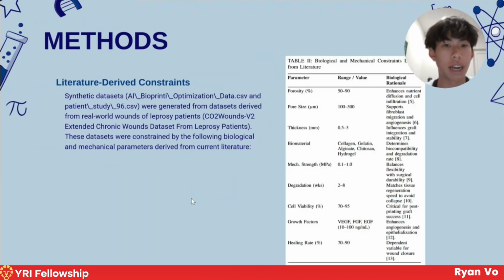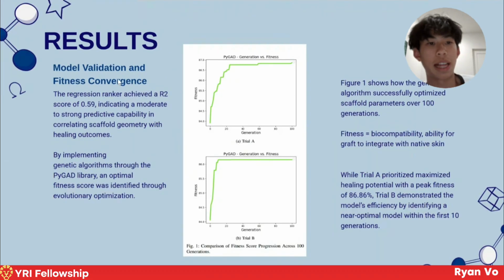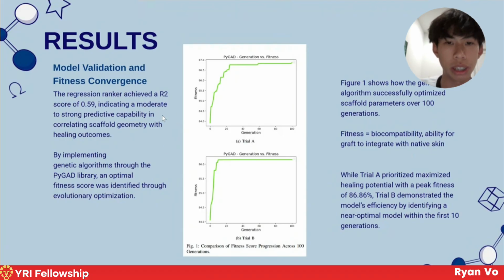And then literature-derived constraints. So the synthetic datasets, as I said before, were generated from real-world wounds of leprosy patients. And this is the name here. Here's the model validation and fitness convergence. The regression ranker achieved an R-squared value of 0.59, indicating a moderate to strong predictive capability in correlating geometry with healing outcome. Additionally, by implementing genetic algorithms using the PyGAN library, an optimal fitness score was identified through evolutionary optimization.